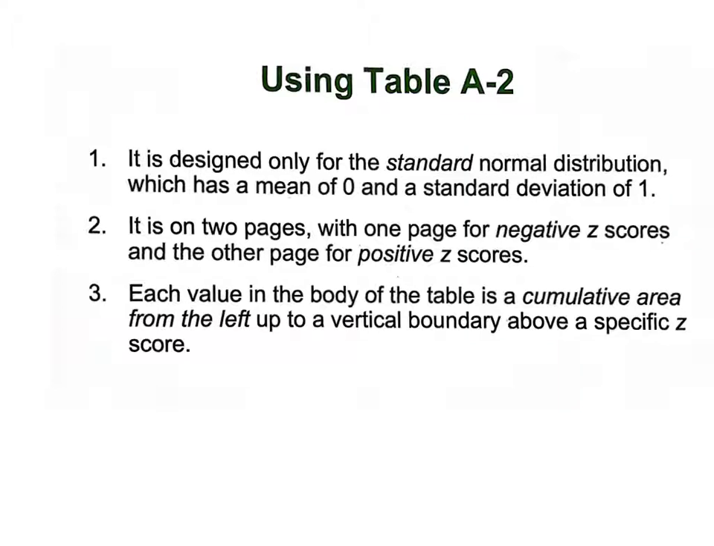Using the table, we just showed you how a little bit. It's designed only for standard normal, which we're going to use the most. Mean is 0, standard deviation 1. It's on 2 pages. It's actually on your website for your book. It's called table A2. One page is for negative z-scores, one's for positive. Each value that you find in the table is the area from the left up to the vertical boundary of the z-score. So every time you see a z-score, it's the area to the left of it.